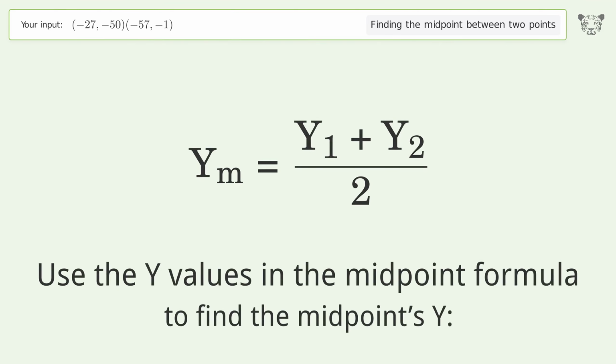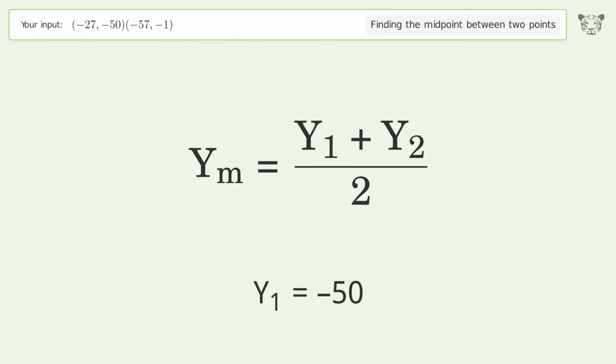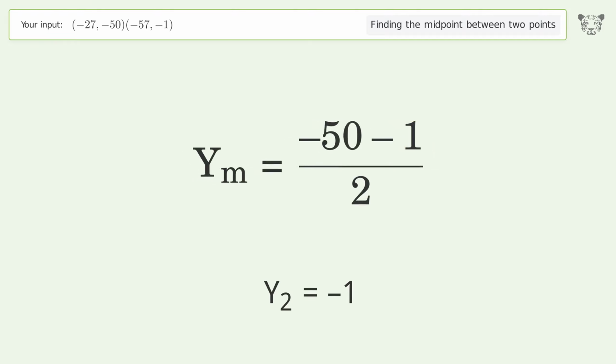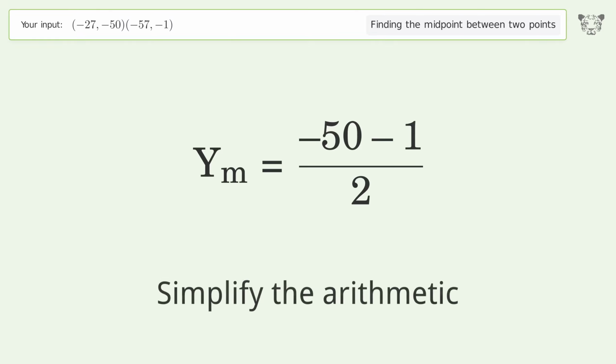Use the y values in the midpoint formula to find the midpoint's y. y1 equals -50. y2 equals -1. Simplify the arithmetic.